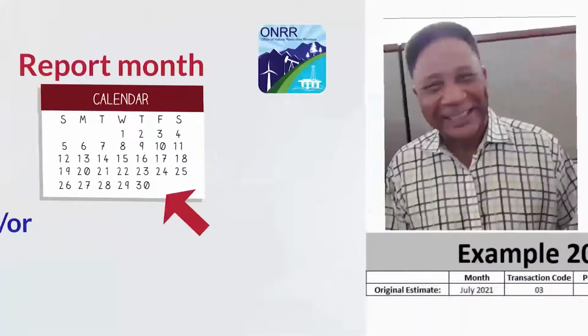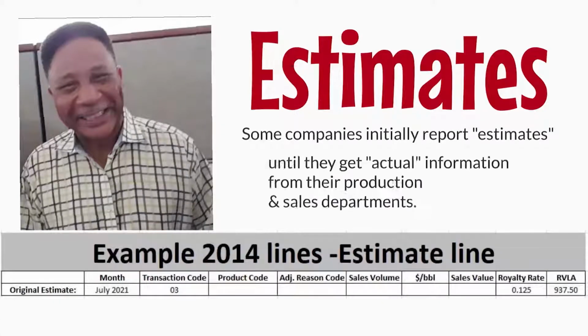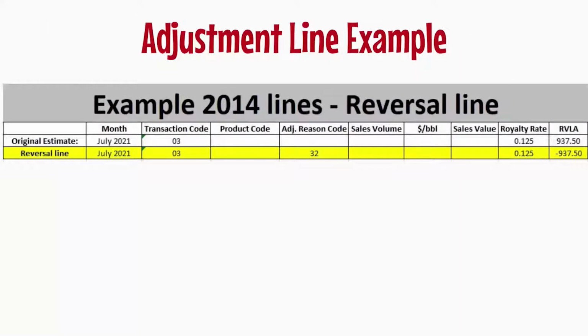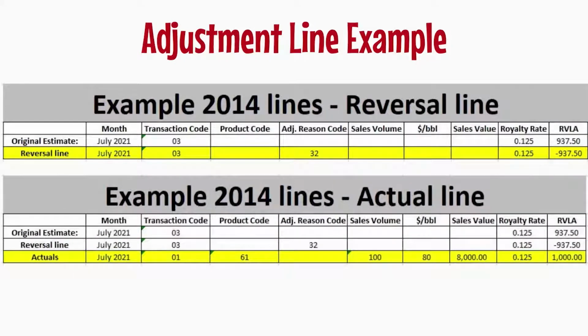Some companies often report and pay what we call estimates until they get actuals from their production department and sales department. Once companies have actuals, they back out the estimates and report the actual numbers. This results in a lot of negative lines.